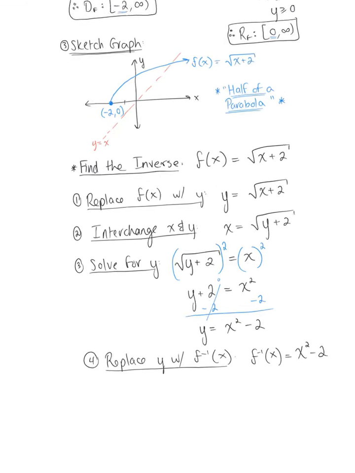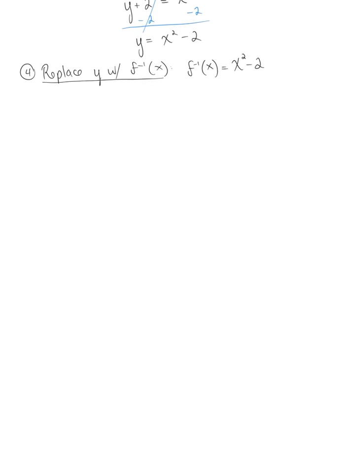If we think about the graph of this inverse function we just found, we know that it is a parabola shifted down 2 units. So we shift down from the origin 1, 2, and our parabola has a vertex at the ordered pair 0, negative 2, and the same shape parabola as our squaring function. So this is f inverse of x is equal to x squared minus 2.